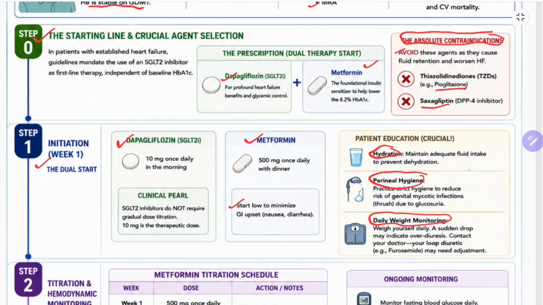Because the patient is a heart failure patient, he may be on furosemide, and this SGLT2 inhibitor is also a diuretic. That's why this patient may require a loop diuretic adjustment. The patient should be informed to consult if he has a sudden weight loss.